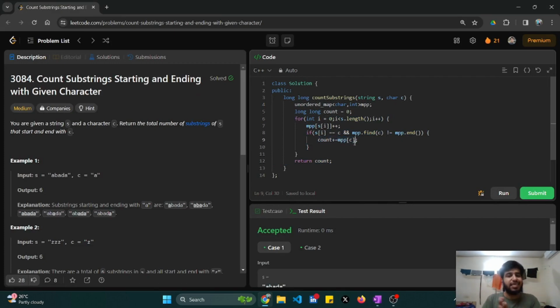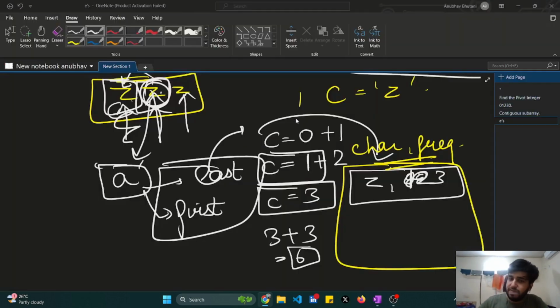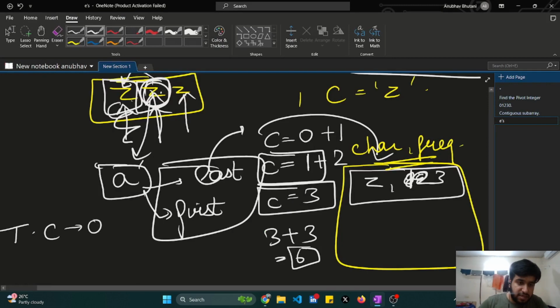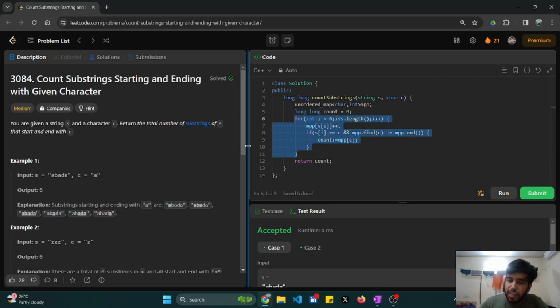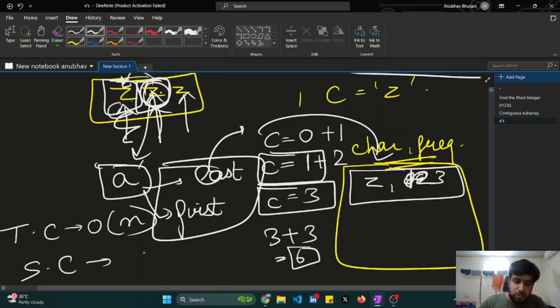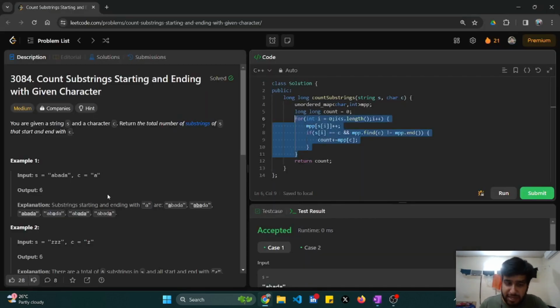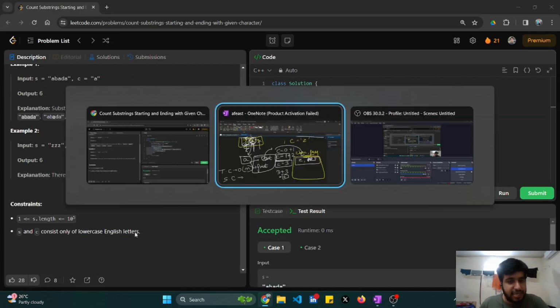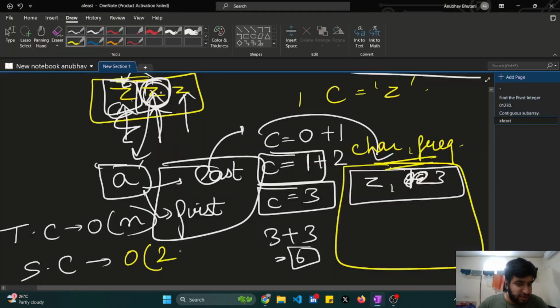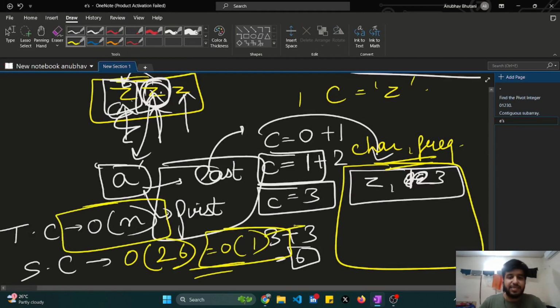If I analyze the time complexity, as I'm iterating only once, there is only one pass, so my time complexity becomes O of n. And what is my space complexity? As I'm using an unordered map, is it O of n? No, no, because the string only contains lowercase English letters. How many lowercase English letters are there? 26, that becomes O of 1. So my time complexity is O of n, and my space complexity is O of 1.